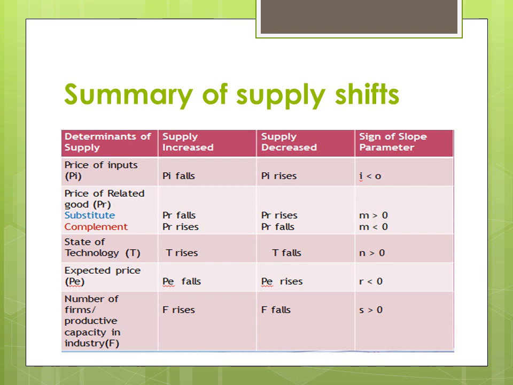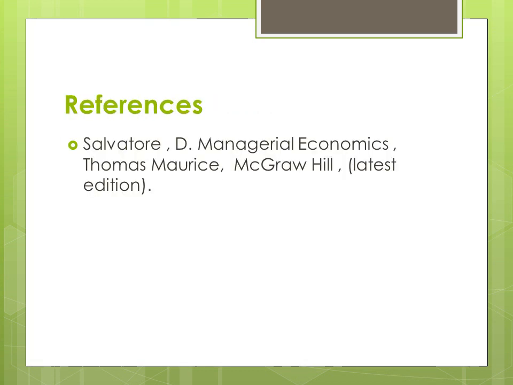Expected price. When future expected prices fall, supply increases, and when expected price rises, supply decreases. Here is a negative relationship. Number of firms, productive capacity in the industry. So with the number of firms, when firms rise, supply increases, and when firms fall, supply decreases. Here is a positive relationship.